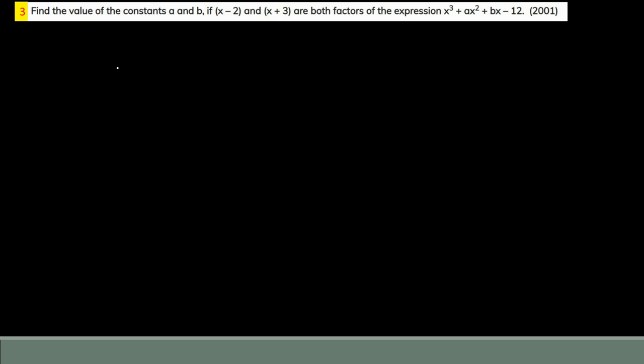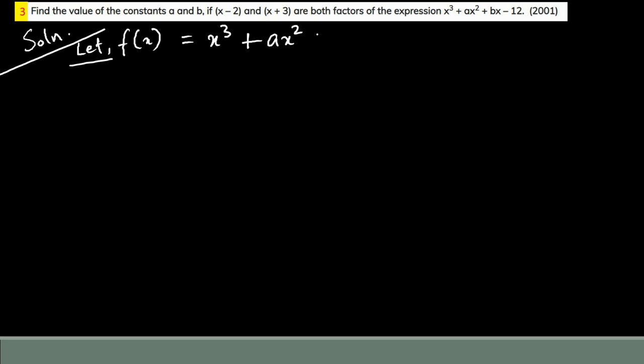So find the value of the constants a and b if x minus 2 and x plus 3 are both factors of the given expression. Please try this first. So x minus 2 and x plus 3 are both factors of this expression. So let us assume f(x) equals x cubed plus ax squared plus bx minus 12. So this is f(x). Just write it properly in your exam: let us assume f(x) equals this.